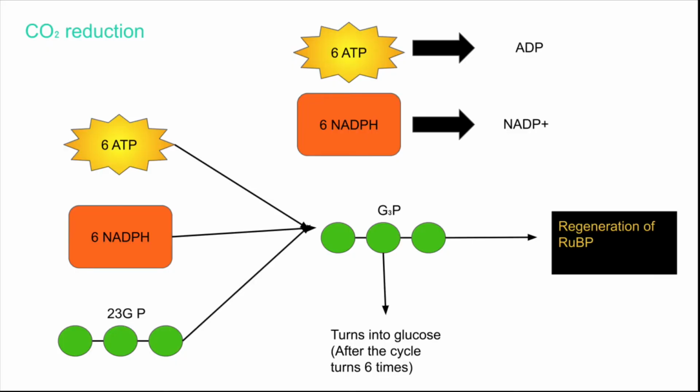Next we go into the carbon reduction. So we take 6 ATP from the light system and 6 NADPH from the light system, and the 3-GPs with the energy from the ATP and the NADPH turn into G3P. The ATP and NADPHs then return into ADP and NADP plus and go back to the light system. One G3P turns into glucose after the cycle turns 6 times, and the rest go to the regeneration of RUBP.